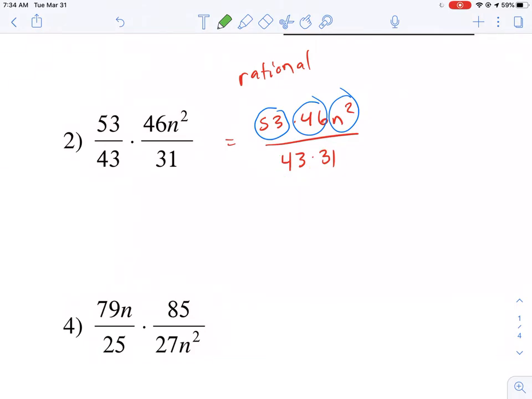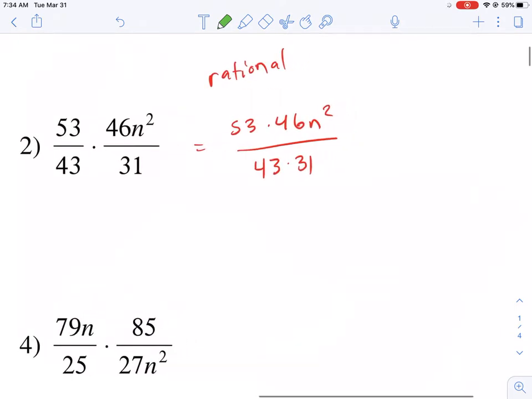This is an interesting case because we have three prime numbers. With prime numbers, there's only the factors of themselves and 1. So 53 is only 53 times 1, 43 is only 43 times 1, and 31 is only 31 times 1. So in this case, there is nothing they have in common that could reduce. So we're just going to have to simply multiply the top times the top and the bottom times the bottom.